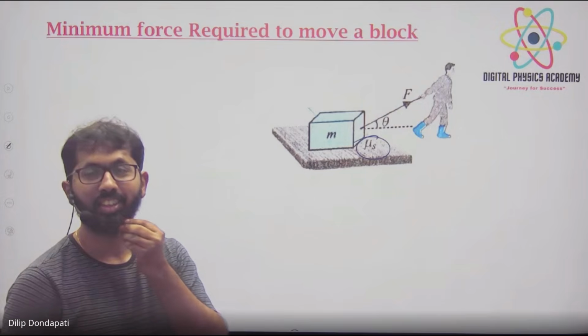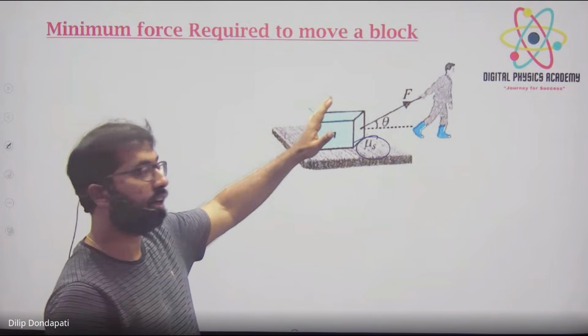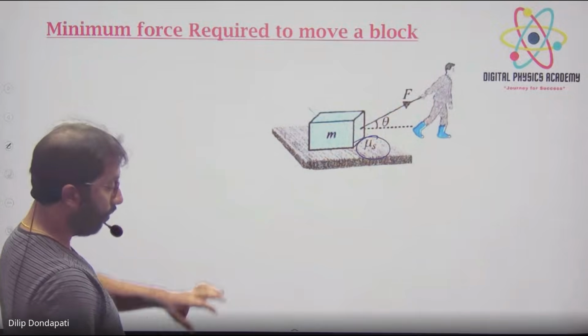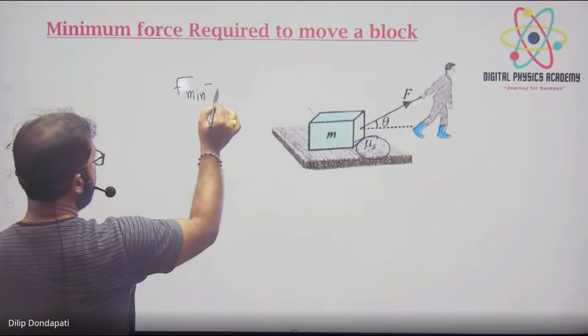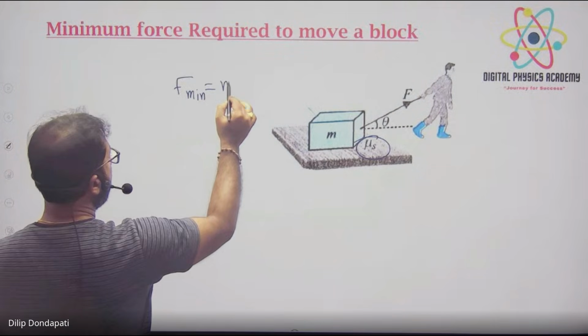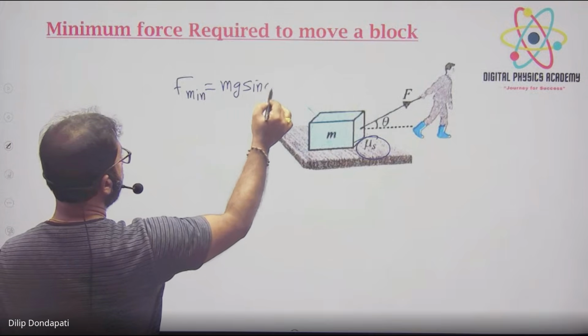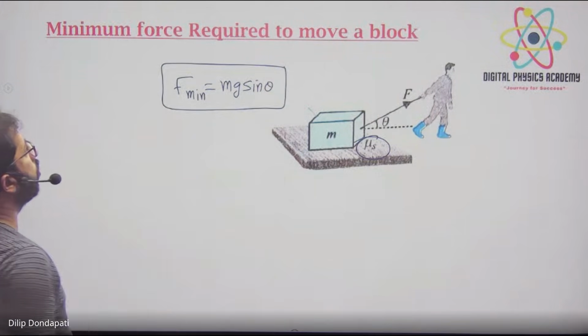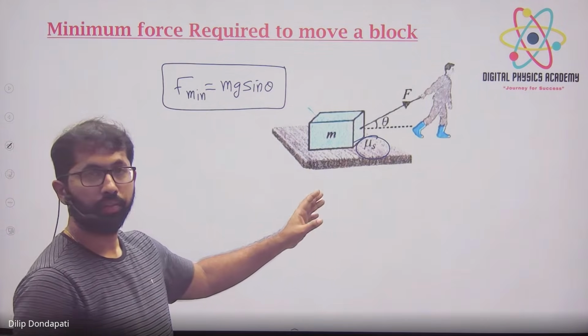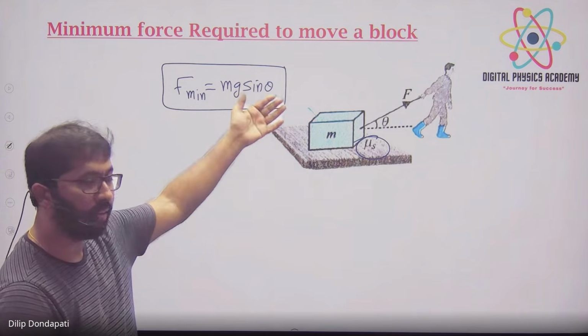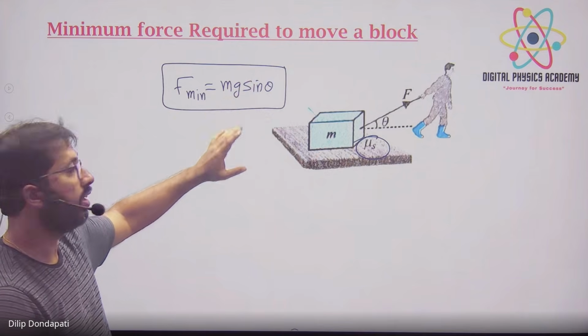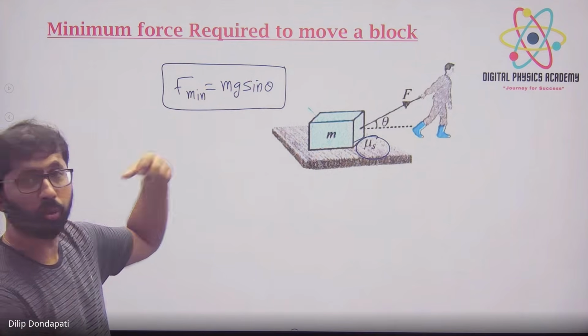Is it mg sin theta minus mu mg cos theta? No, wrong. What is the minimum force required to move the object, to move the block? So it is simply the F minimum formula. No derivation is needed. F minimum is mg sin theta. Only sin theta, mg. This is the minimum force required to move the block. If you give less than this, it will not move the block. Otherwise, the answer would come only after calculating and differentiating everything. mg sin theta is the minimum force required to move the block.